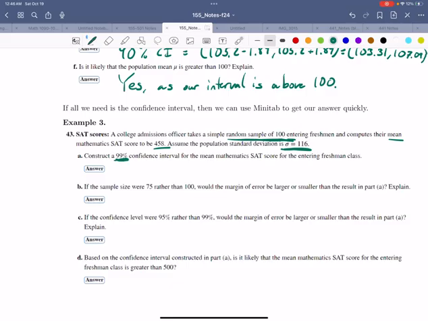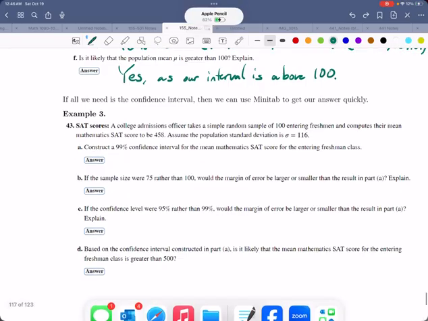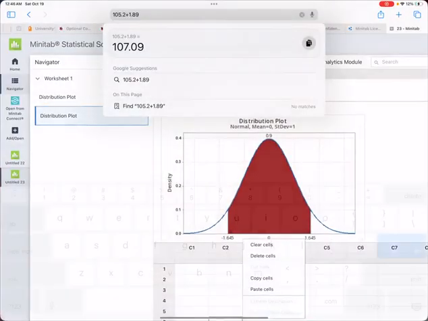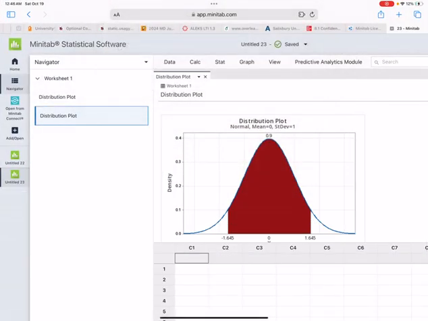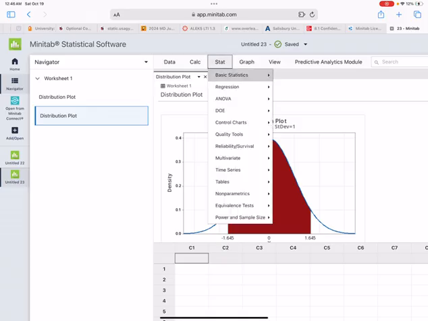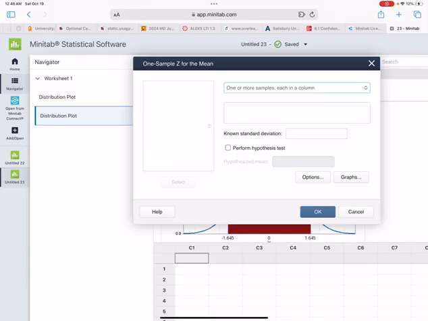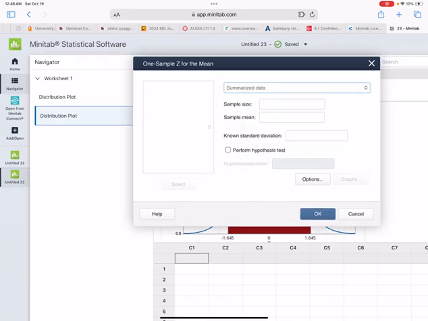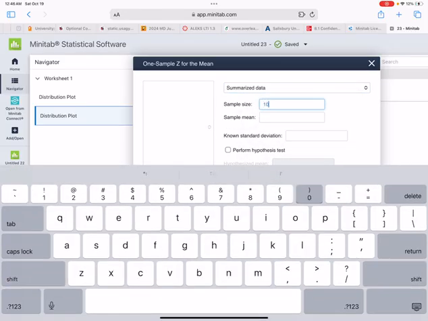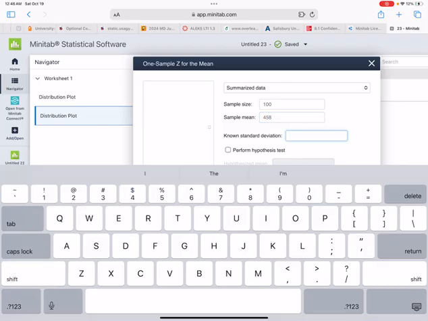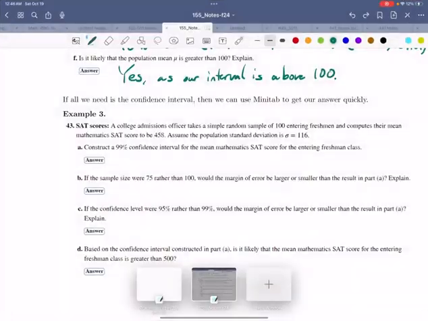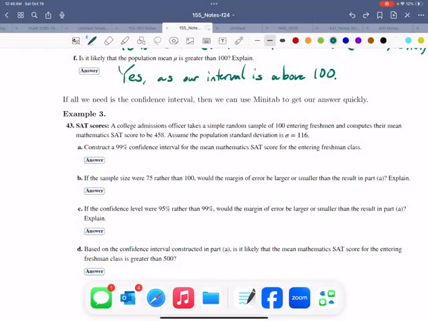Okay? So what we can do for all this stuff right here is just Minitab it up. Right? We're just going to go here. I might need to go back to just remember stuff. We go Stat, Basic Stats, One Sample Z. That's a little different. Make sure to change this to summarized data. Our sample size was 100. Our sample mean was 458. Our known standard deviation was, I totally forget, 116.